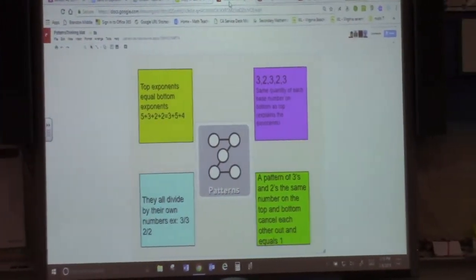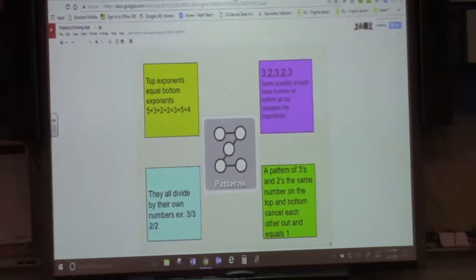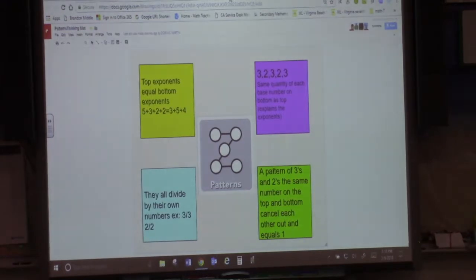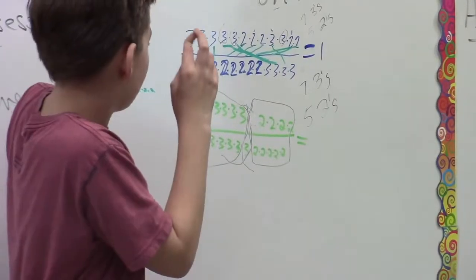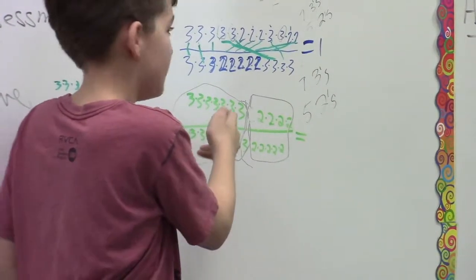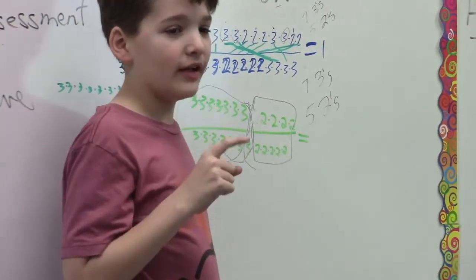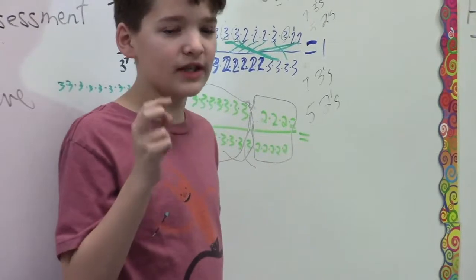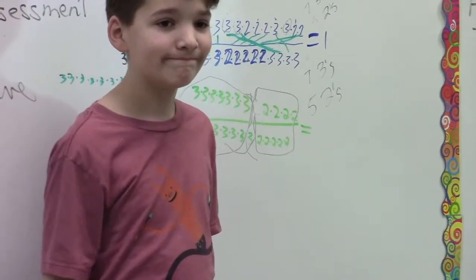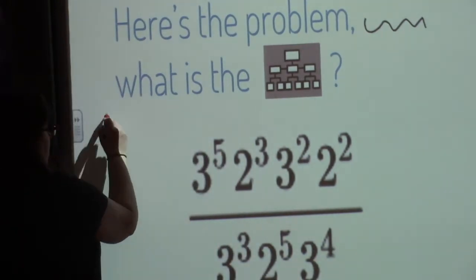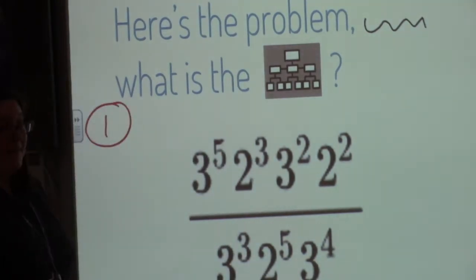My question to you is, do they have the same base? They do have the same base. They do? No, the second sheet doesn't. No, since there are the same amount of 3s and 2s on the bottom and top, they would equal the same number, and then when divided, they would both cancel each other out and equal 1. Okay, thank you, Dax. 16. 1. Oh, I thought he got one.